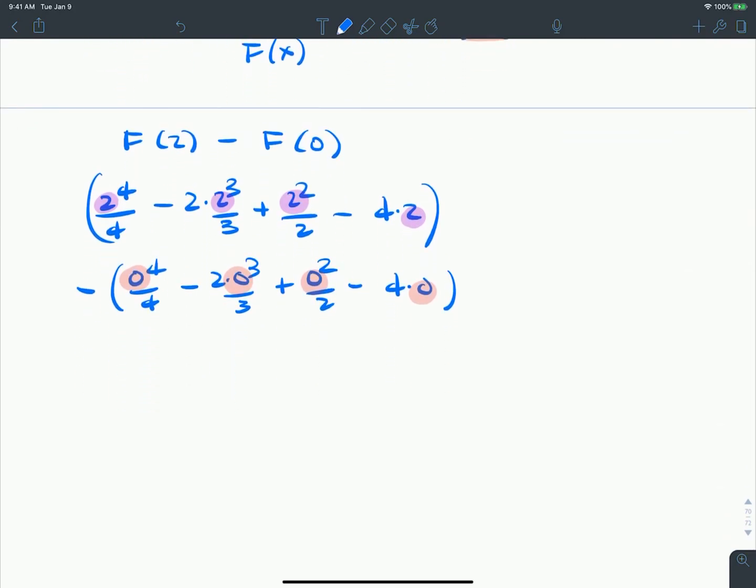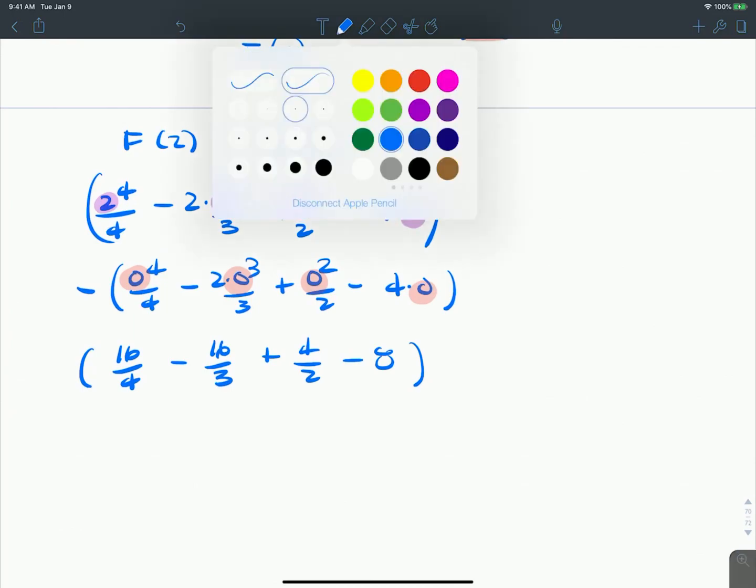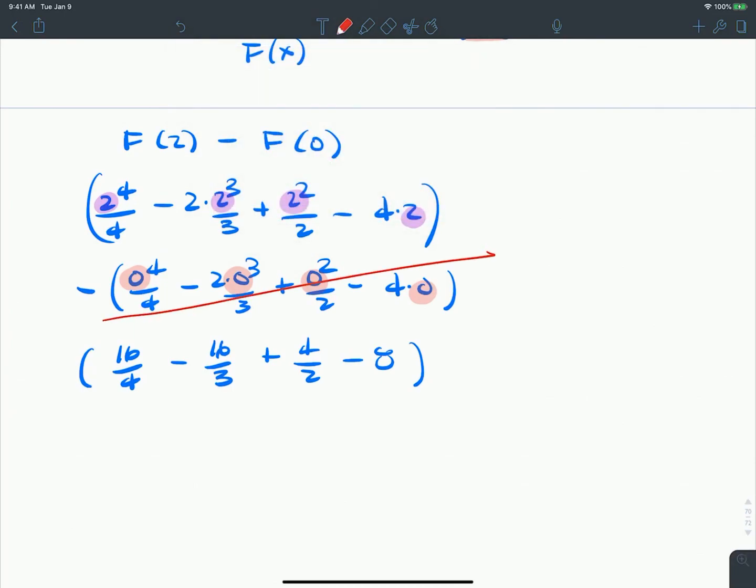So we have some arithmetic to do. First parentheses, 2 to the 4th power. That's 16 over 4 minus really another 2 to the 4th power, which is 16 over 3, plus 4 over 2 minus 8. That's in our first parentheses. And notice what we get that's really nice. This whole thing is 0. Because 0 to the 4th is 0, 0 cubed is 0, 0 squared is 0, and 4 times that number 0 is 0. The whole thing there is 0.